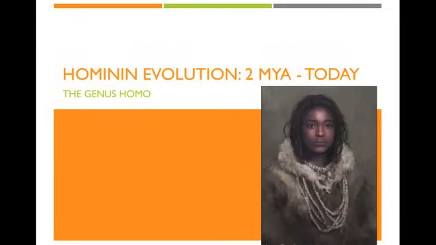In this lecture video, we're covering hominin evolution from approximately 2 million years ago until today, which covers the genus Homo. This is the second in a two-part series on hominin evolution, and in part 1, we looked at the earliest hominin species, as well as the Australopithecus and Paranthropus species. You can find a link to that first video in the description.